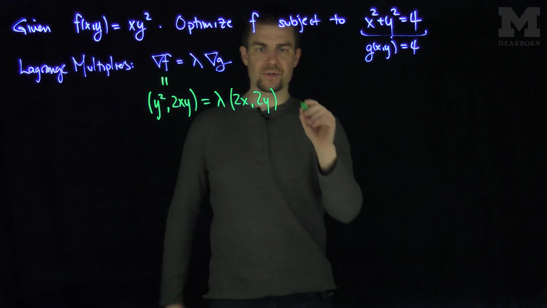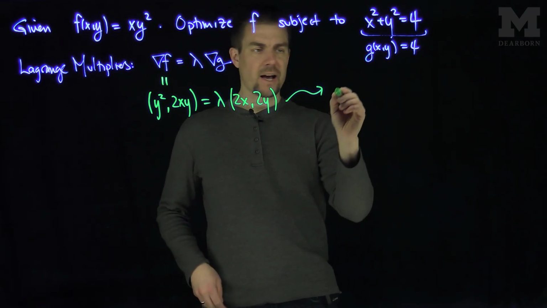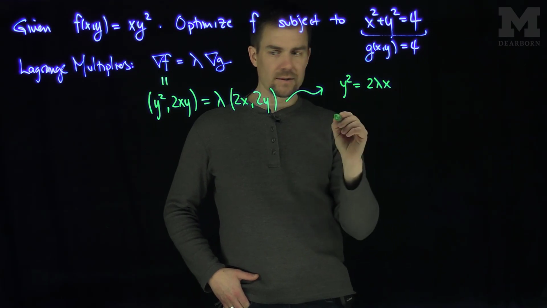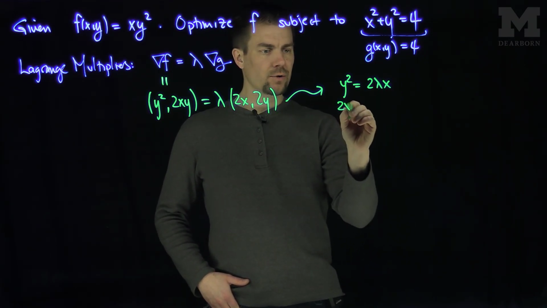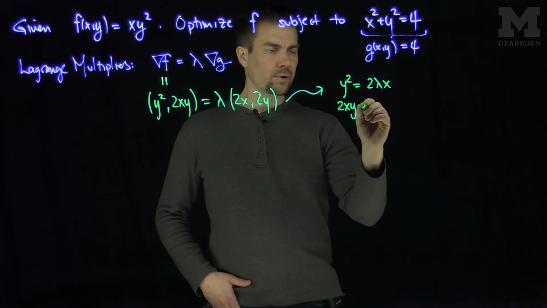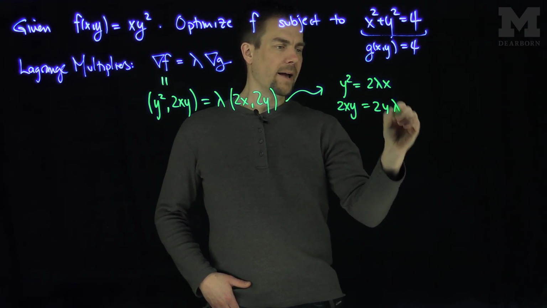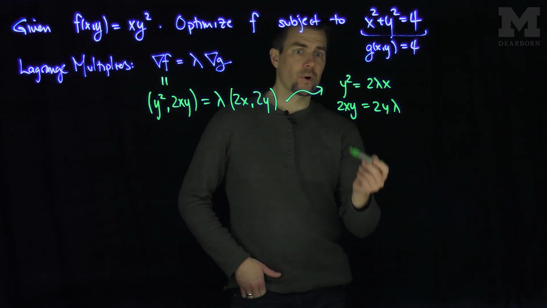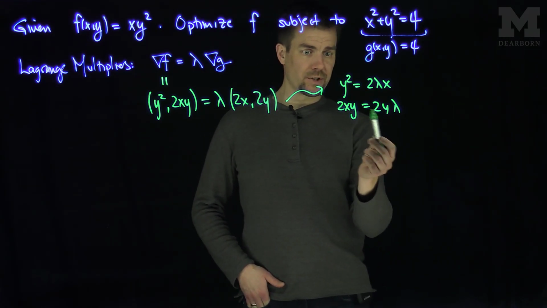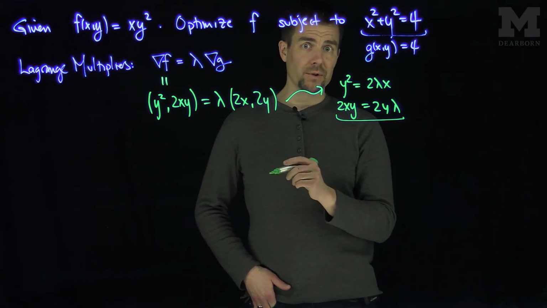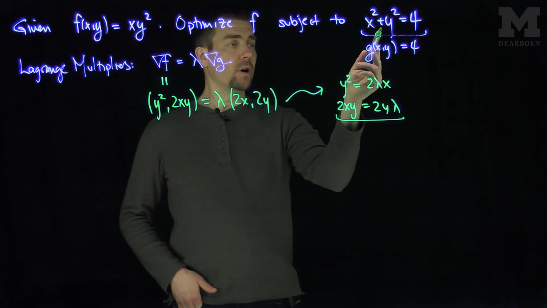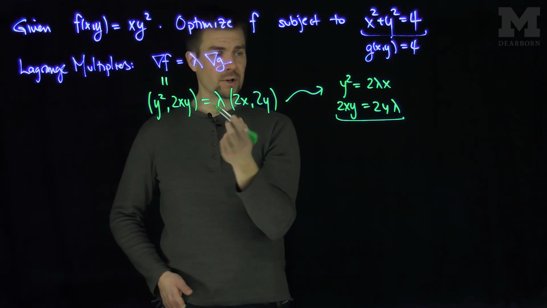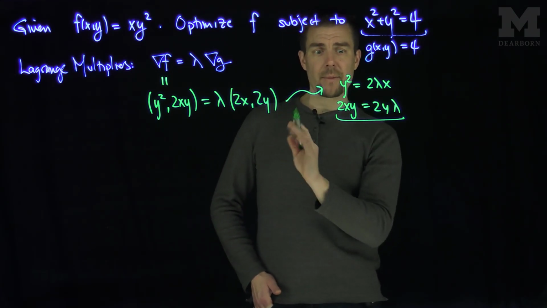So now we can write down what these equations tell us. These equations tell us that y squared is equal to 2 lambda x. And the second equation tells us that 2xy is equal to 2y lambda. So what does that tell us? In this bottom equation, we could have that y is equal to 0. And if y is equal to 0, then x is equal to plus or minus 2, and the function is equal to 0. So let's assume that y is not 0 and keep that in the back of our mind.